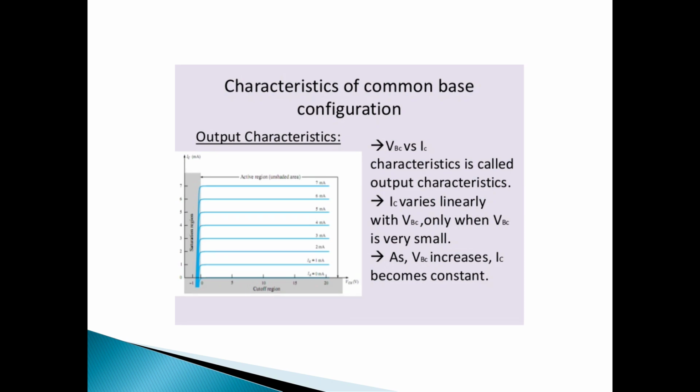So this is the output characteristics of the common base configuration, which is classified mainly into cutoff region, active region and the saturation region. In the active region, here we can see that the value of the current increases as a straight line. That is, with increase of input current, the value of the output current will increase.